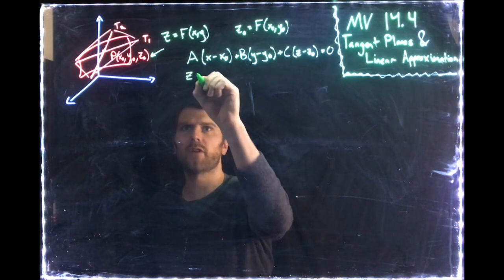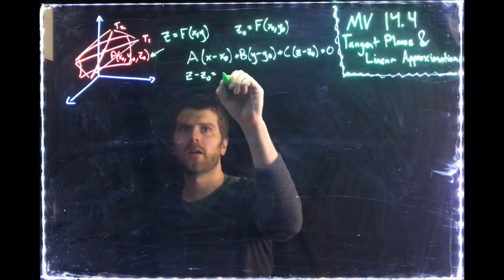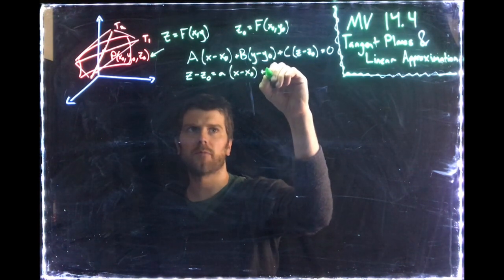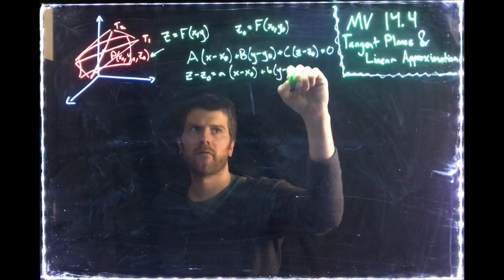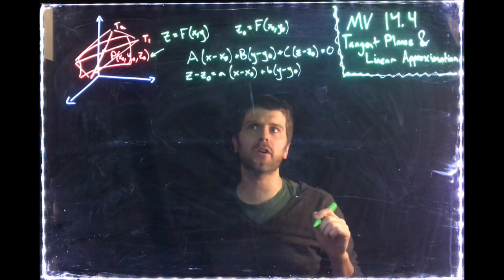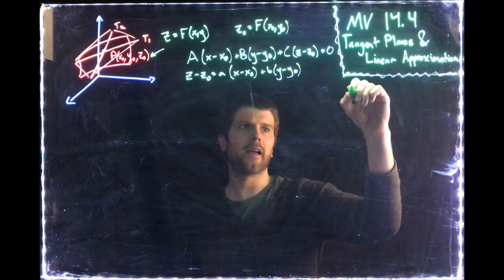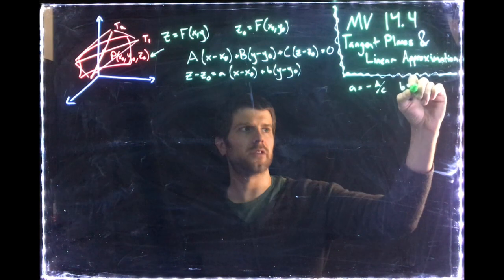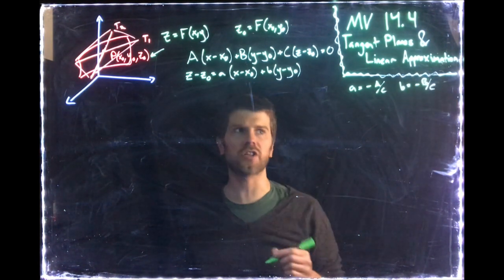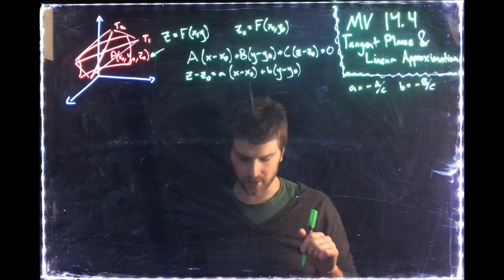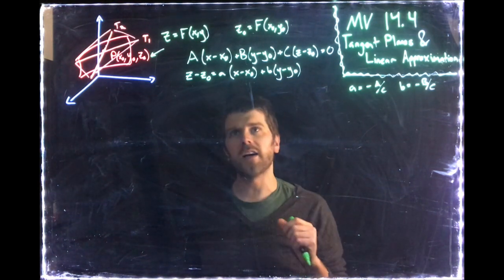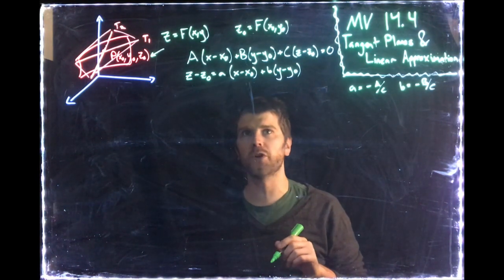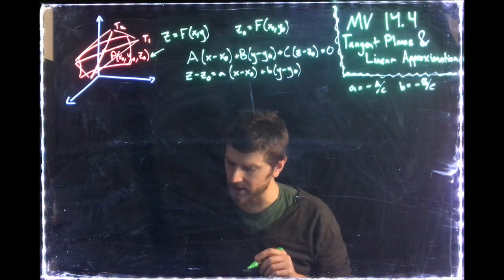So I'm going to rewrite it this way: z minus z0 equals little a times x minus x0 plus little b times y minus y0. And if you're curious what's happened here, little a is negative big A over C, and little b is negative big B over C. We don't actually need to worry too much about that. I'm just rearranging my equation a little bit. And so this is almost the equation of a plane. We've got x0, y0, z0. The question is, what do little a and little b represent?